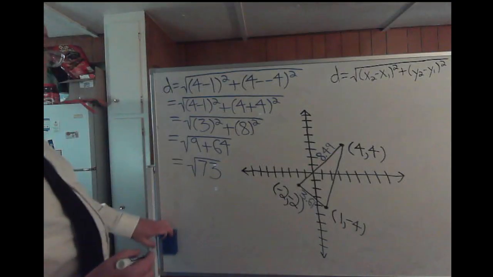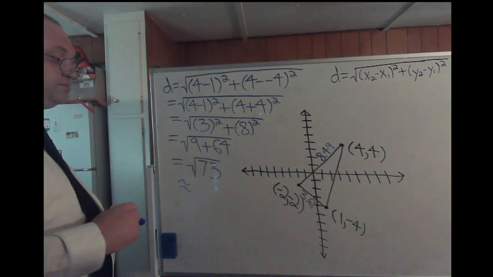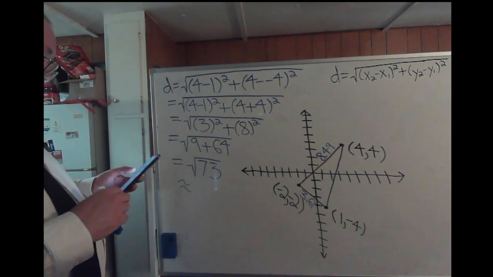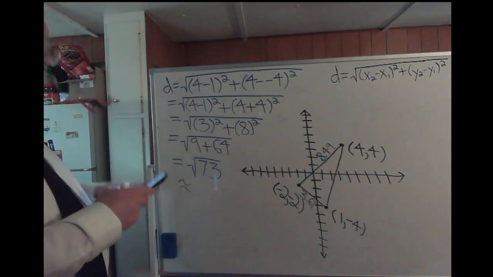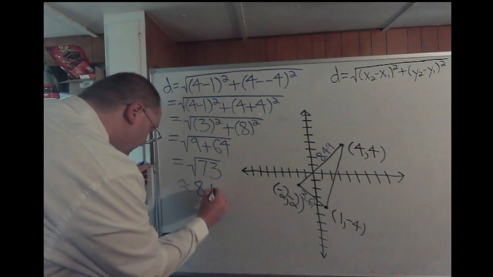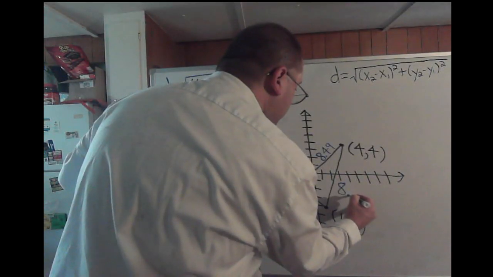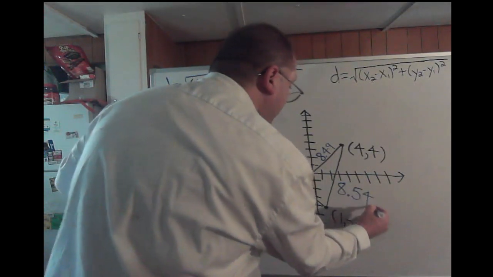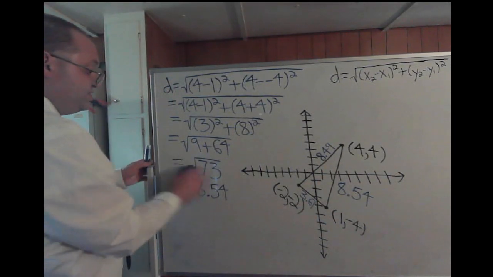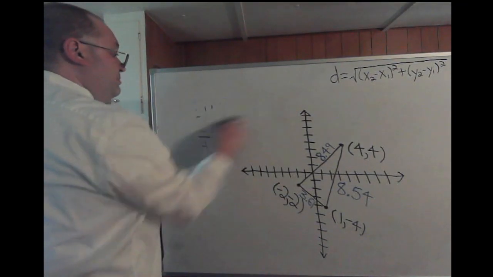Well, square root of 73, that's not a perfect square, so we're going to have to do yet another decimal approximation. Alright, so square root of 73, that's about 8.54. So you get about 8.54. So the length of this side here is 8.54. Now we know the length of our three sides, so we can find the perimeter since we know the length of the three sides. All we got to do is take them and add them up, and we got the perimeter.